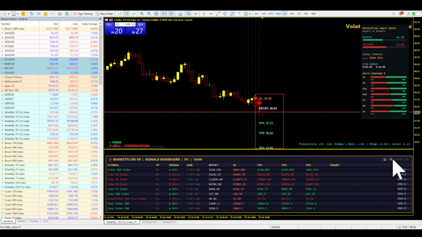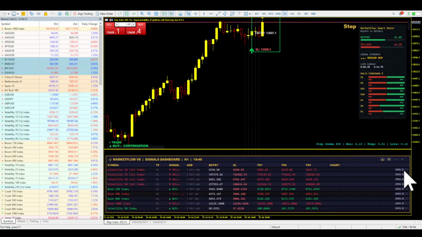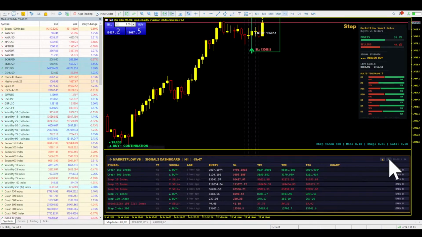I'm looking for better trades. I want trades with momentum. And how do I know that there's momentum? It's the 20% lead. When I see the 20% lead, I'll show you what I mean. This is also a good trade, but I'm skipping it.